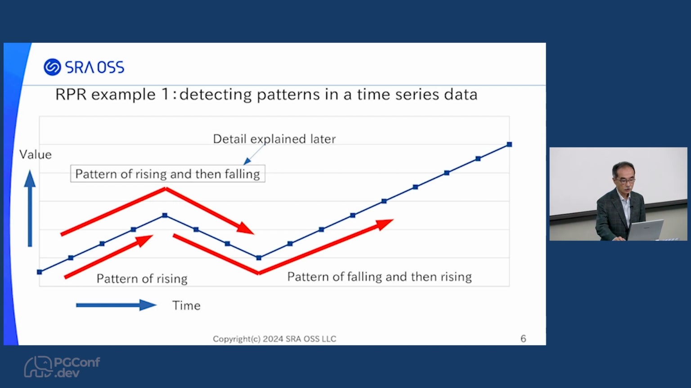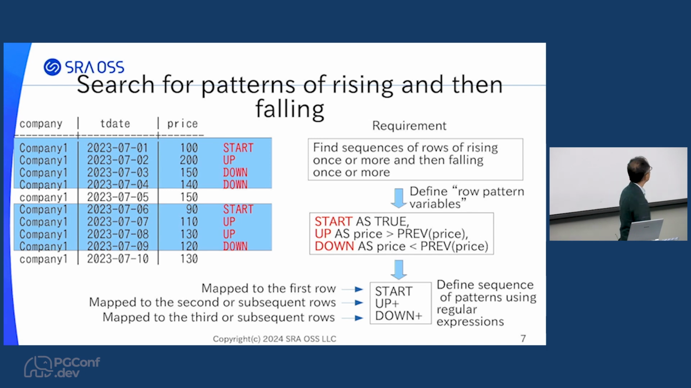Let's discuss the pattern of rising and then falling. Here we have a small table which holds company name, date, and the stock price of the day. We could define the actual requirement like: find sequences of rows of rising once or more, and then falling once or more.